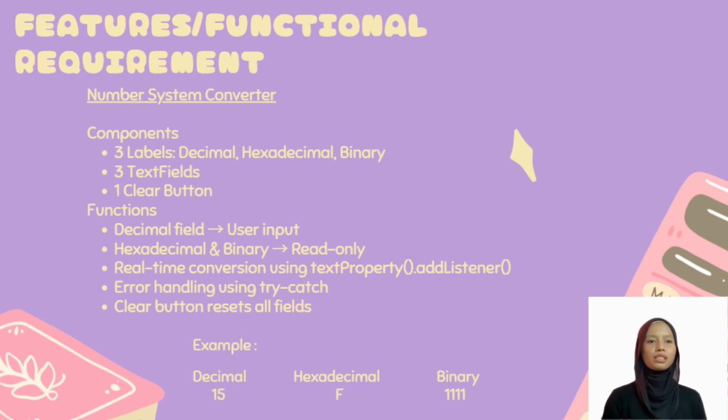This feature allows users to convert decimal numbers into hexadecimal and binary instantly. The converter consists of 3 labels, 3 text fields, and 1 clear button. Users only need to enter a decimal value, while the hexadecimal and binary fields are automatically updated and set as read-only. We also implemented real-time conversion and error handling using try-catch to prevent invalid inputs. The clear button resets all fields. For example, if the user enters 15, the application displays F in hexadecimal and 1111 in binary.